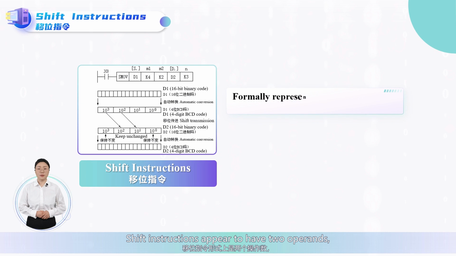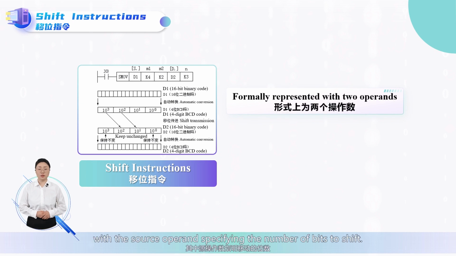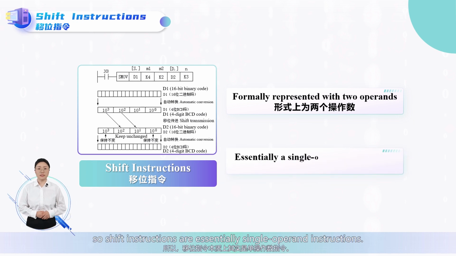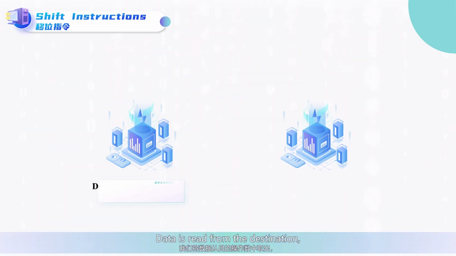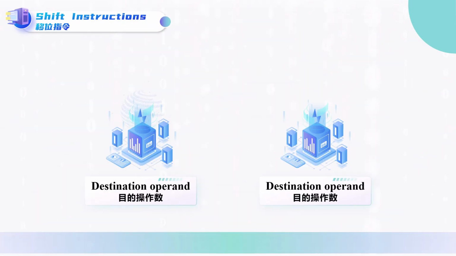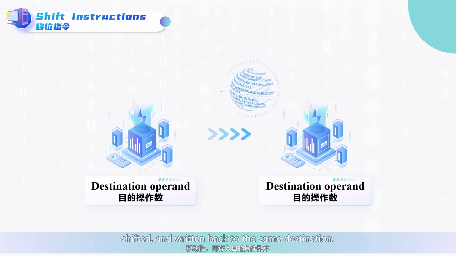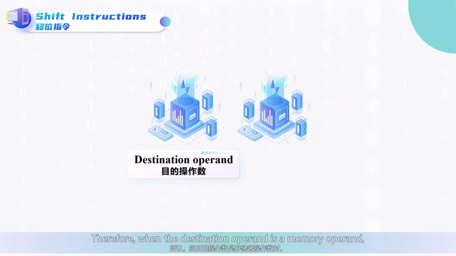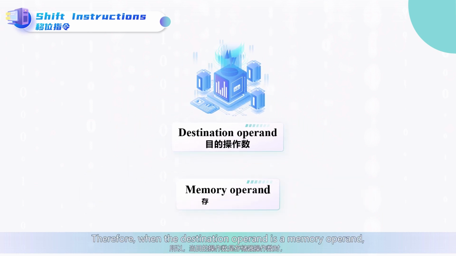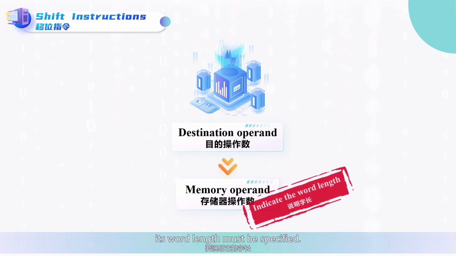Shift instructions appear to have two operands, with the source operand specifying the number of bits to shift. The destination operand is actually the object to be shifted. So shift instructions are essentially single operand instructions. Data is read from the destination, shifted and written back to the same destination. Therefore, when the destination operand is a memory operand, its word length must be specified.